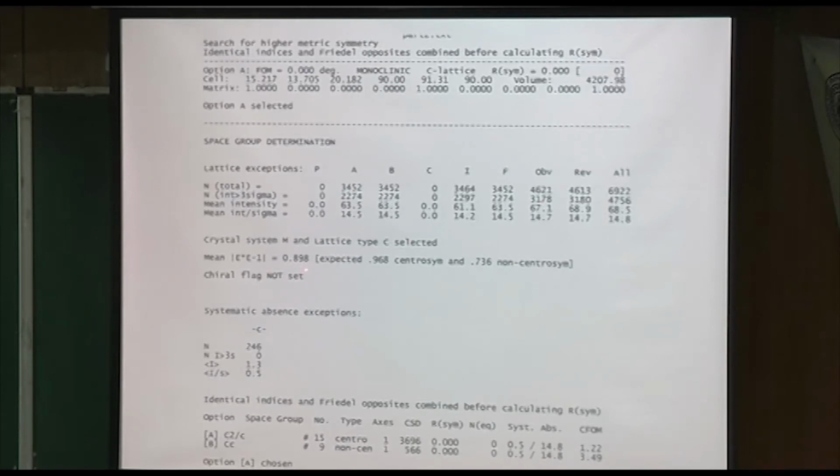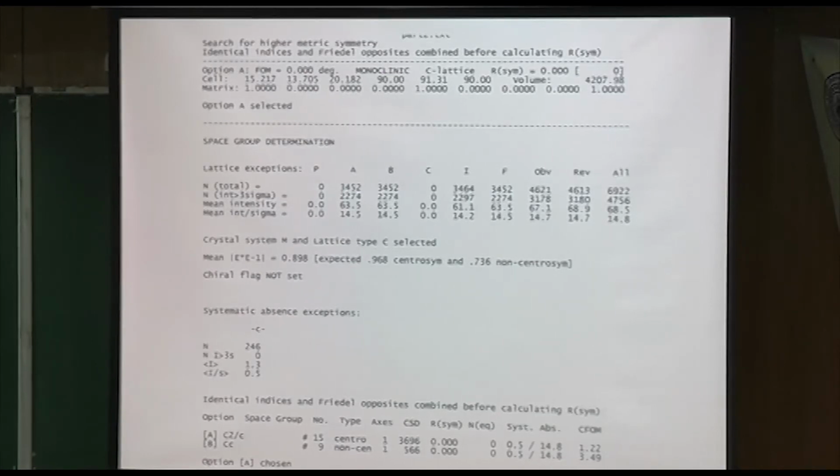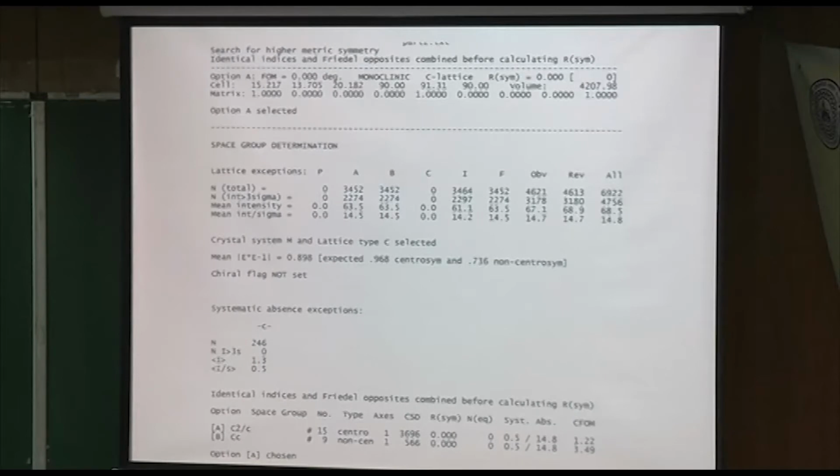In this case, the e squared minus 1 is closer to centrosymmetric. So even though there are two possibilities, C2 over C and Cc, C2 over C is the centrosymmetric one, and that's the one selected because of the e squared minus 1. They both have the same systematic absence things. So this C, H0L, L is odd, would be thrown away.